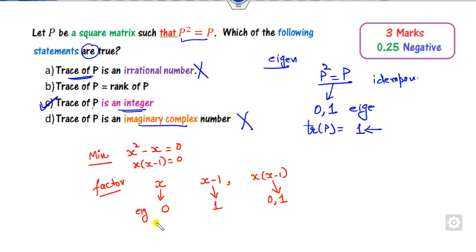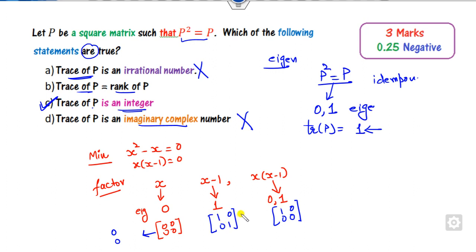So what is the matrix corresponding to this? Eigenvalues are 0 here, and 1 here. Now what is the rank of this matrix? 0. What is the trace, the sum of the eigenvalues? 0. So this option is correct.